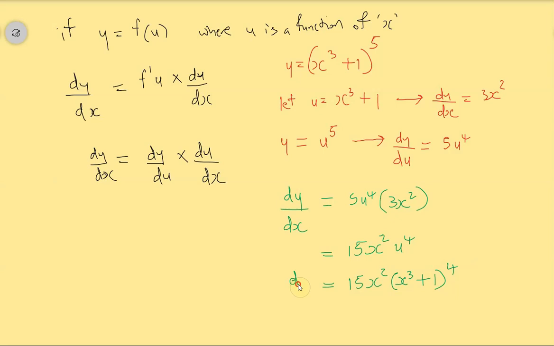So there we have it. dy/dx is equal to 15x squared times (x cubed plus 1) all raised to the 4th power. And we can move on to another problem.